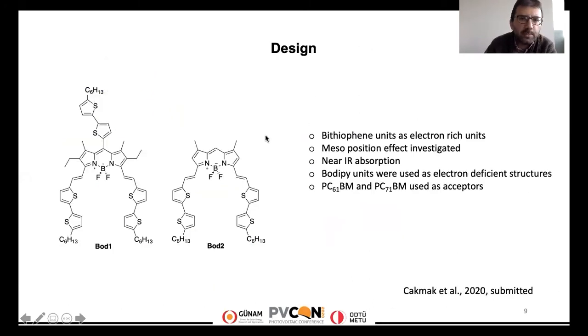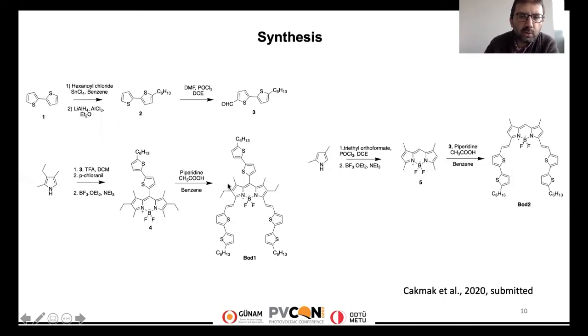And here is our design, where we designed and synthesized two molecules, BOD1 and BOD2, in which bithiophene units have been used as electron-rich units, and the meso position effect has been investigated. What is the meso position? It is the position where the BODIPY chromophore has been substituted with this bithiophene or just hydrogen. We looked for compounds with near-IR absorption where the solar irradiation is higher, and BODIPY units were used as electron-deficient structures, and PCBM and PC71BM were used as acceptors. BOD1 was synthesized in four steps, and BOD2 also in four steps.